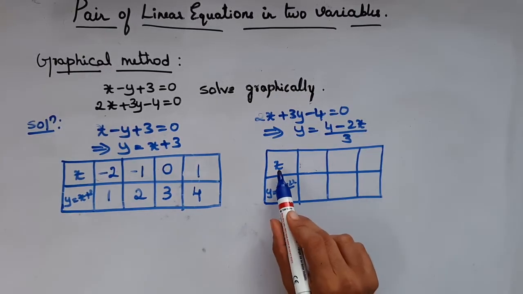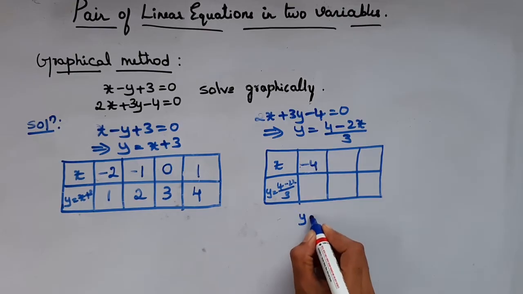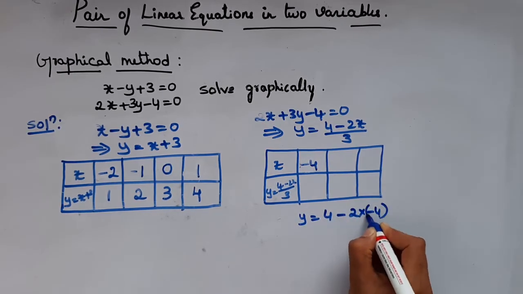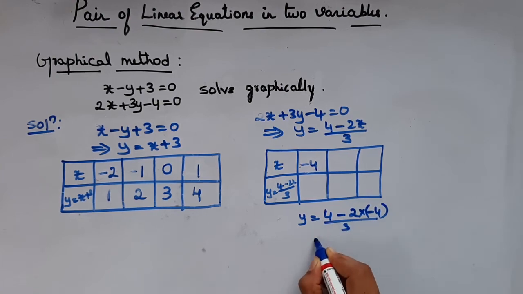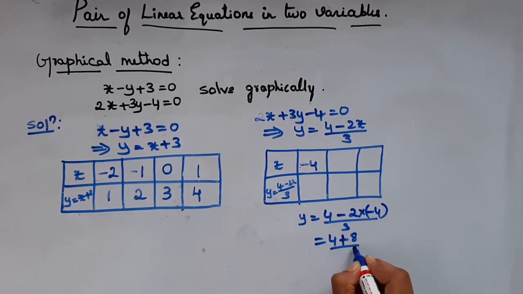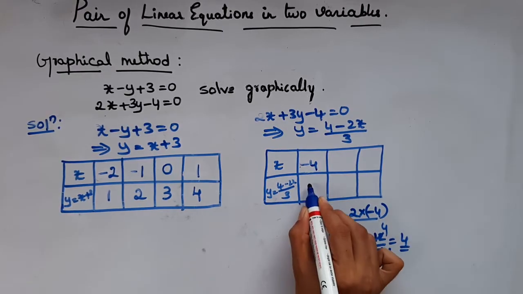So now let's put values for x. When you put x is equal to minus 4, so you have y is equal to (4 minus 2 into minus 4) by 3, right? So you have 4 minus into minus is plus, 4 2s are 8 by 3, which will give you 8 plus 4 is 12 by 3. So 3 1s are 3, 4s are 12. So your y is 4.